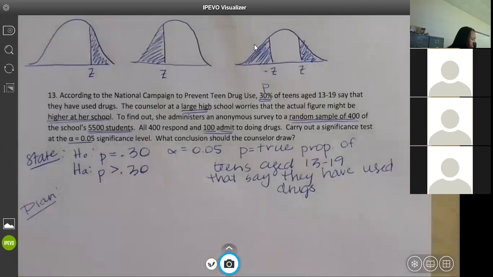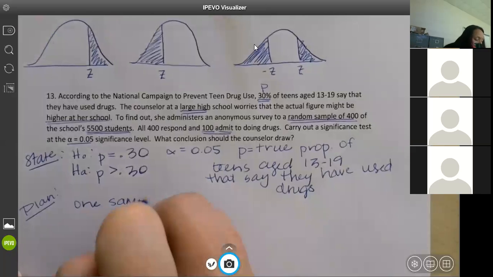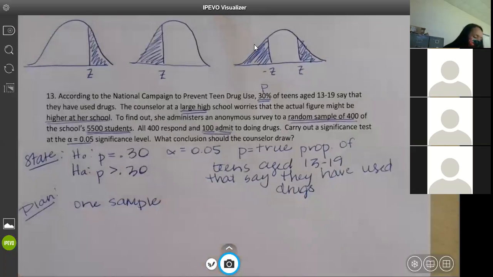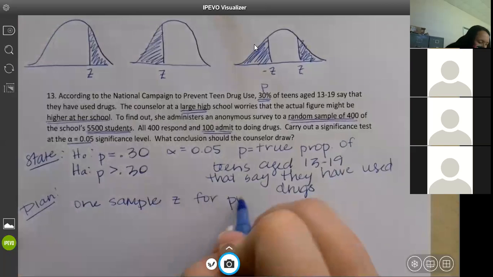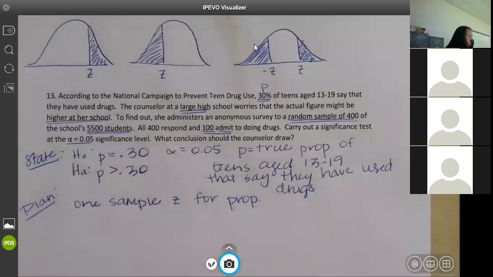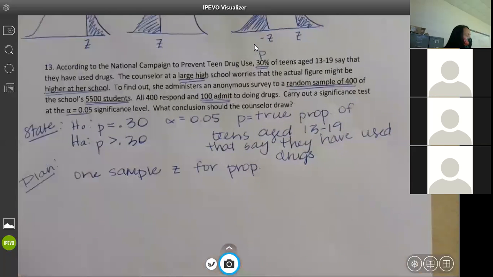We're going to plan. What are we doing? Not one-sided, but one. It's okay. You were close. One sample Z for proportions. You can do one sample Z test if you want to, that's fine. And that's if the conditions are met, you don't have to write that down. I don't suggest that you write that down. If you want to, it's fine.